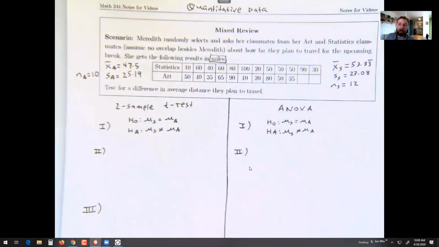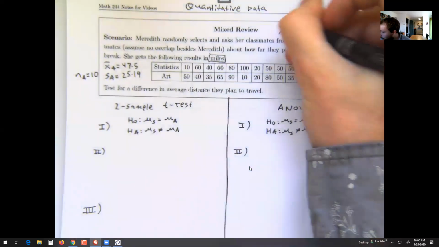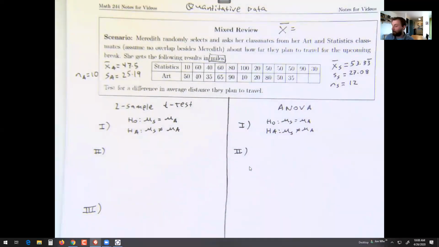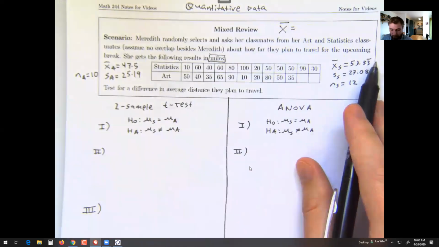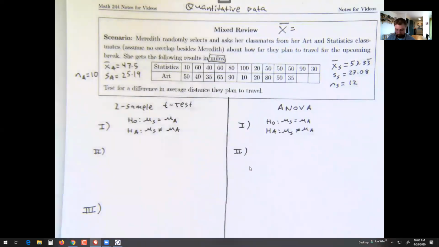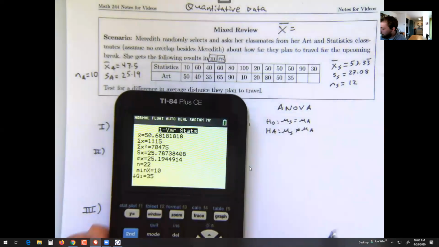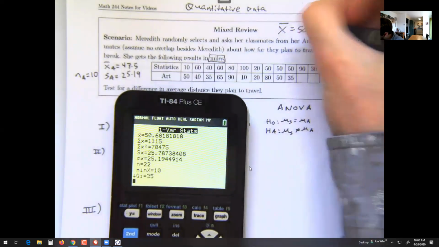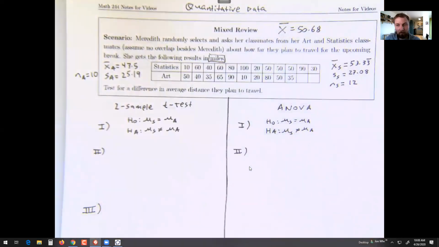And finally, if I were to type everything into my calculator and find an overall average, this overall average should be somewhere between 47.5 and 53.33 repeating, because it's the average of all of the values. When I do this, I get an overall average of 50.68 or so. Okay, again, I want to show you the two different ways of going through this problem.